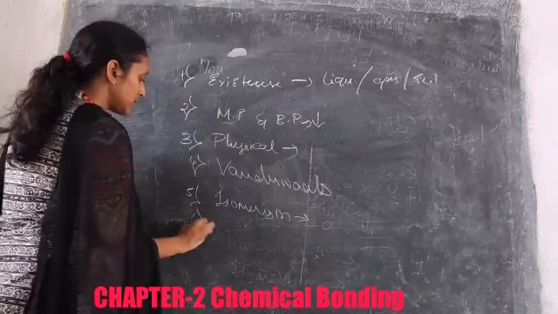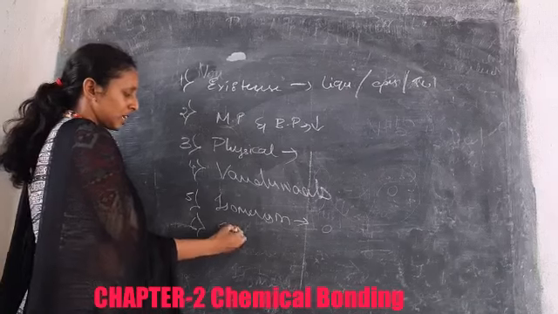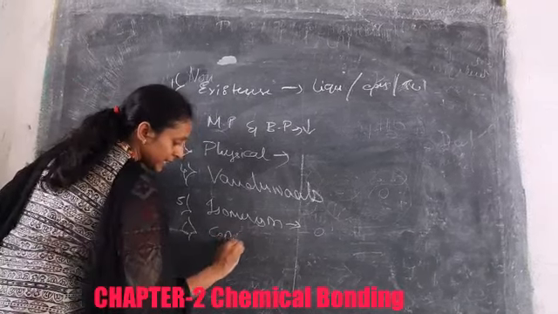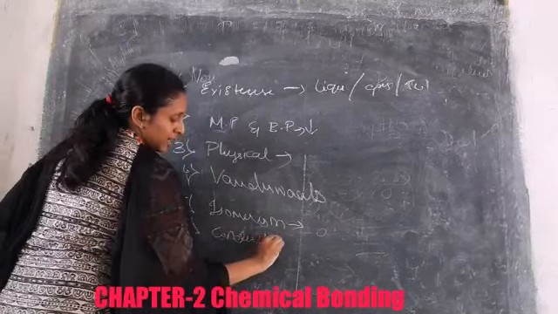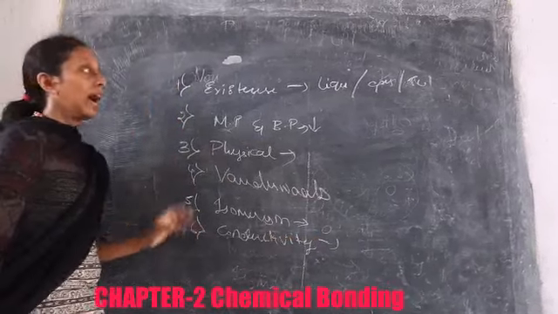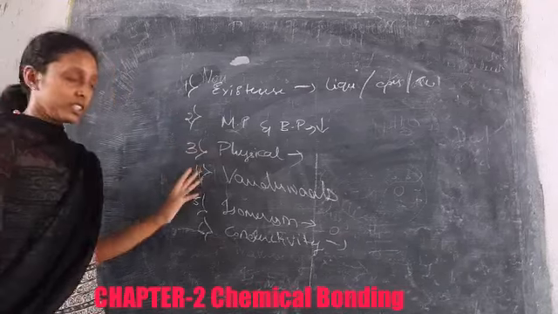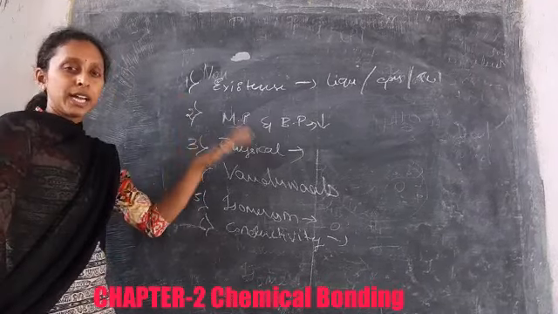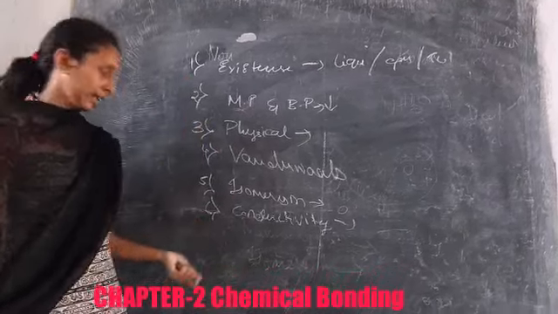Then sixth point is conductivity. So these are very bad conductors of electricity since the ions are not free, and also they will not form ions. They will not form ions and they are not free at all.